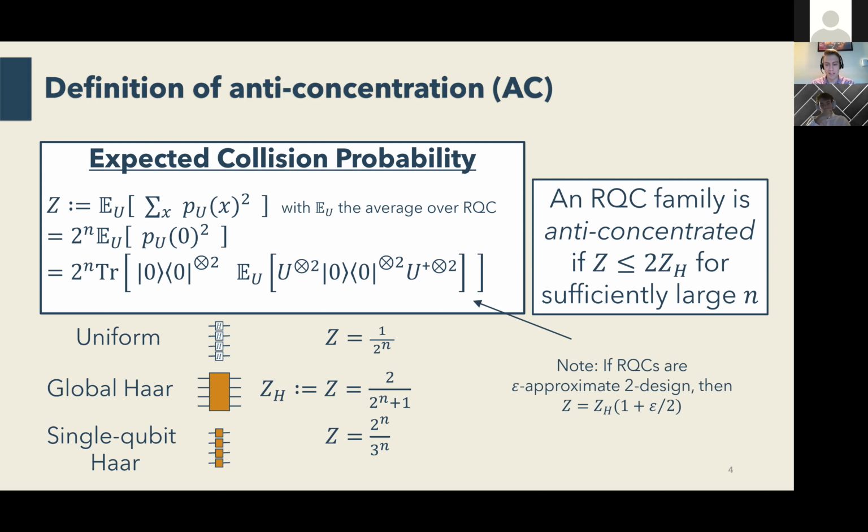One thing I'd like to highlight is that if you're familiar with the concept of an approximate 2 design, you'll see that the approximate 2 design property immediately implies the anti-concentration property, because this second moment quantity can just be replaced with its value as in the global Haar case up to some small correction. So 2 design implies anti-concentration, but one theme of this talk is that the reverse is not true. Actually, we'll see that anti-concentration is reached at a much shallower depth than what's needed for the 2 design property.